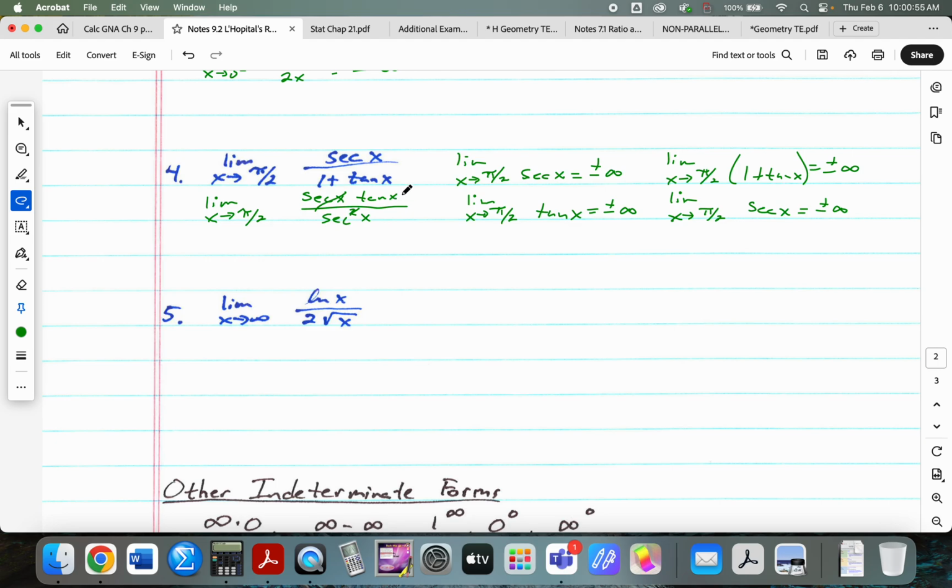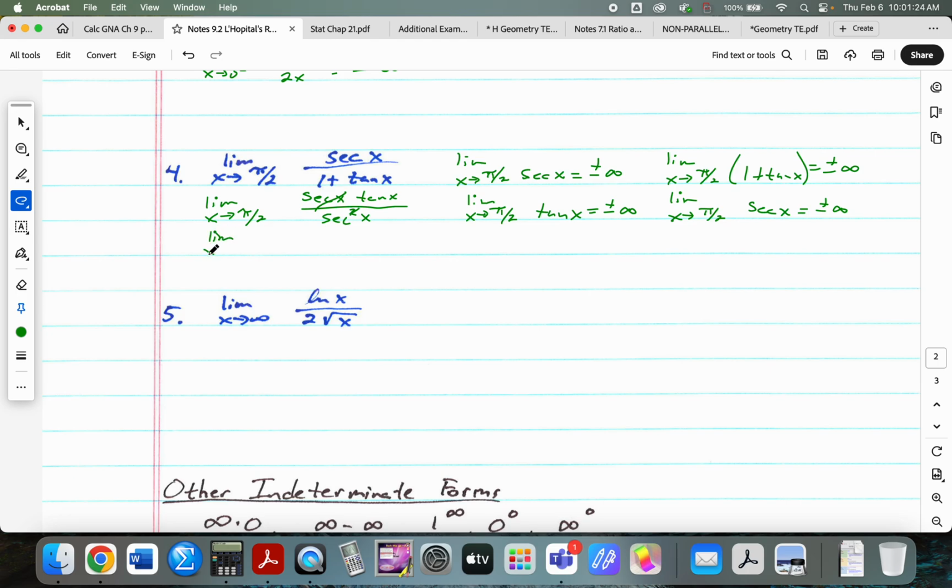Well, if I take the derivative, tangent is going to be secant squared, and the derivative of secant is going to be secant tangent. I'm going to be right back where I started, aren't I? So probably not the way to go. Instead, at this point, I would go, okay, tangent over secant. Oh, let's put these in terms of sine and cosine.